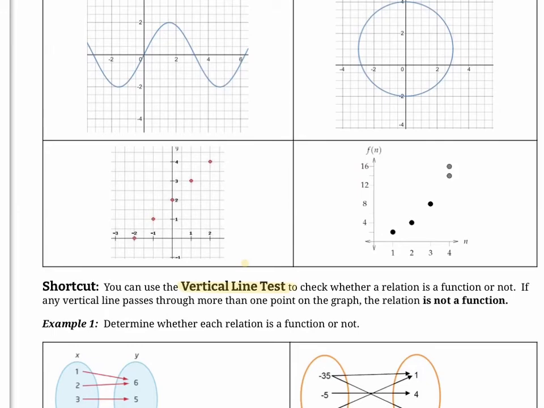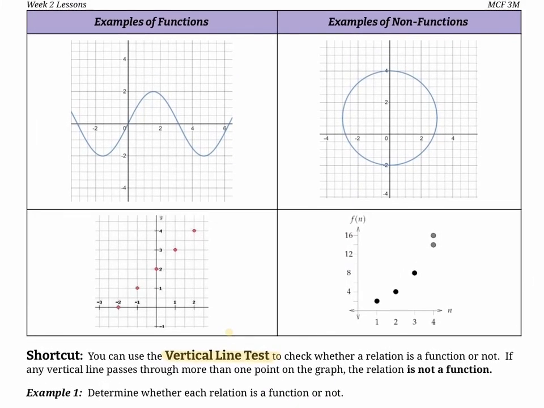The vertical line test says that you can really quickly tell if something's a function just by drawing a vertical line. And if in that vertical line you hit the relation more than once, it's not a function. And if you only hit the relation once every time you draw a vertical line, it is a function. So I'm going to say that again.